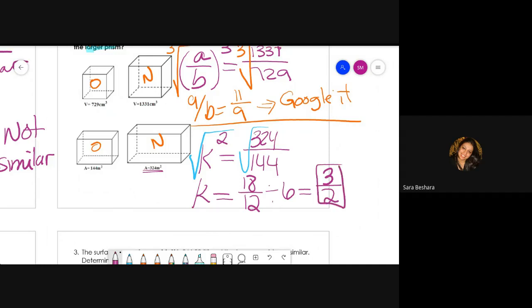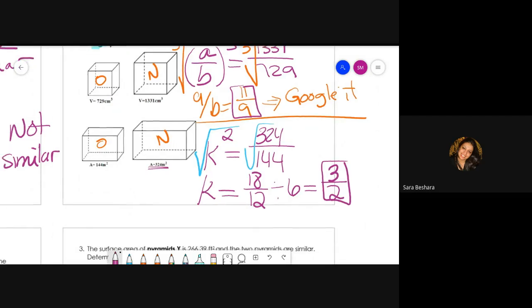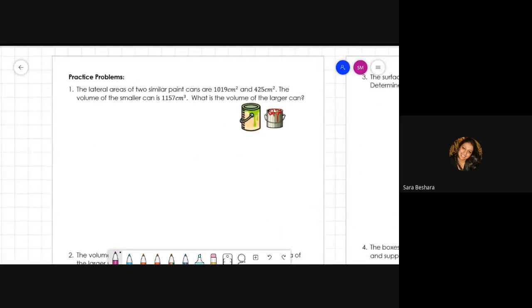Okay, now some of you would ask, Miss, what if I write this in decimal? Well, it's okay. It's okay whether it is decimal or fraction. I really have no preference. All right. Let's do some more practice problems.